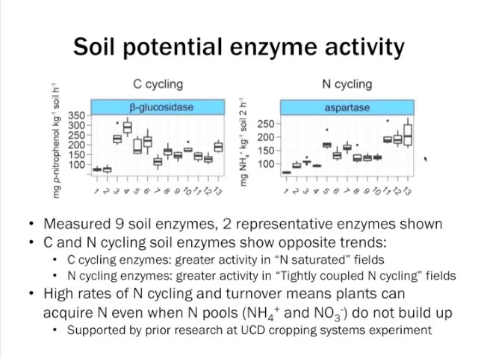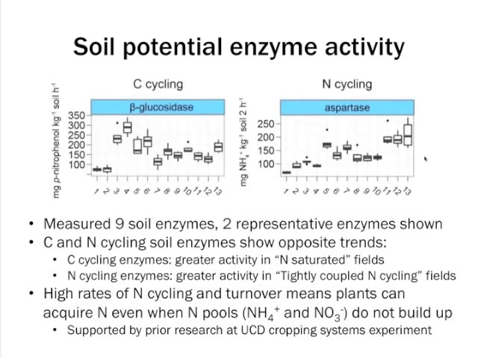And so our collaborator at the USDA ARS, Veronica Acosta Martinez, measured the activity of 9 different soil enzymes, and I'm showing 2 representative enzymes here. On the left, we have beta-glucosidase, which is involved in carbon cycling or energy acquisition, and on the right, we have aspartase, which is involved in nitrogen cycling. And we see that these soil enzymes are basically showing opposing trends. The carbon cycling enzymes show greater activity in the nitrogen-saturated fields, whereas the nitrogen cycling enzymes are showing greater activity in the tightly coupled nitrogen cycling fields.